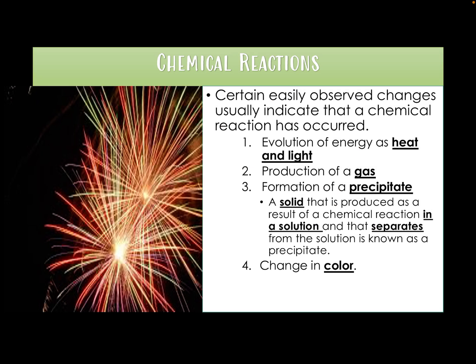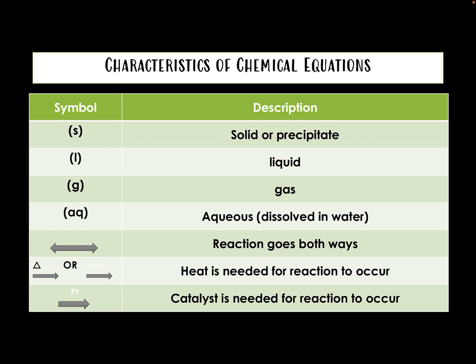Now, number 4 is the change in color. So if it changes from clear to yellow, or if it changes from green to blue, that will show us that a chemical reaction has occurred. Now, these are different characteristics of chemical equations. You will see these within chemical equations, and it's important that you understand what they mean.